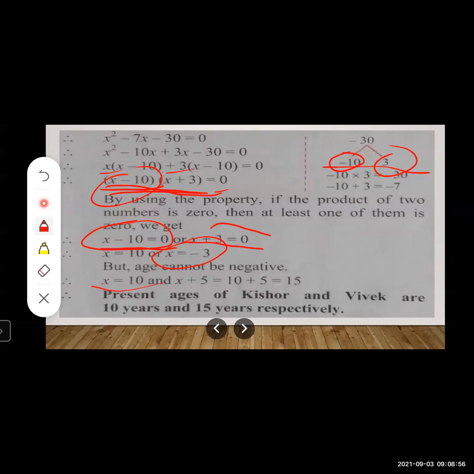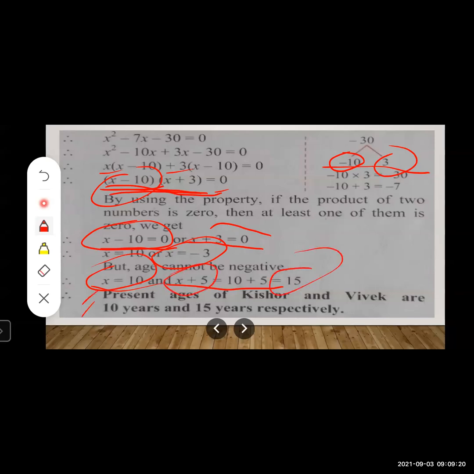Now once you find x is equal to 10, find out what is x plus 5. X plus 5 is equal to 10 plus 5 is equal to 15. This way you will get the present ages of Kishore and Vivek. So Kishore's age is what? X is equal to 10, that is 10 years. And what is Vivek's age? X plus 5, that is 15 years.